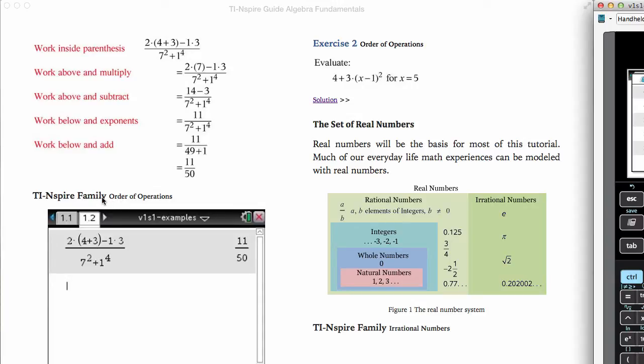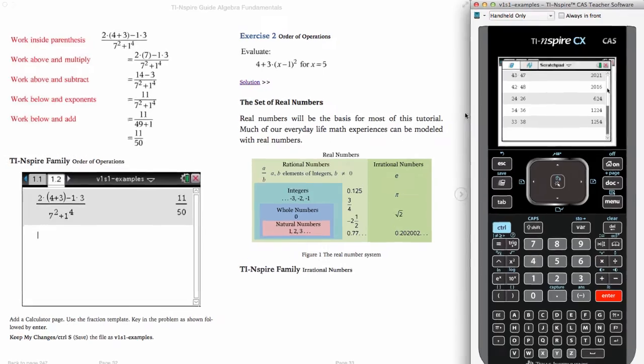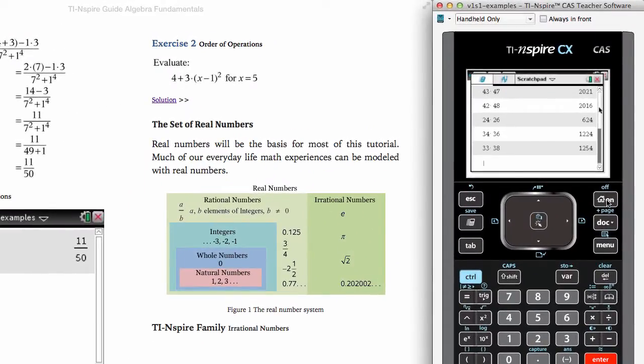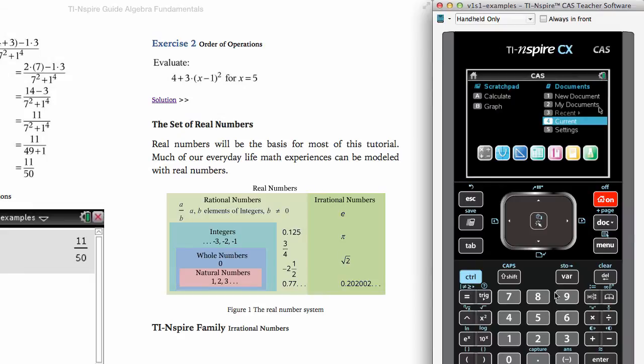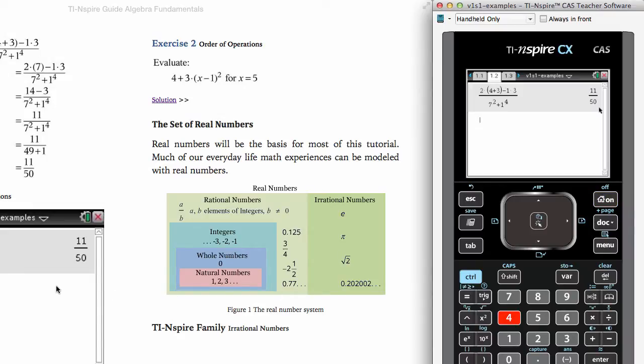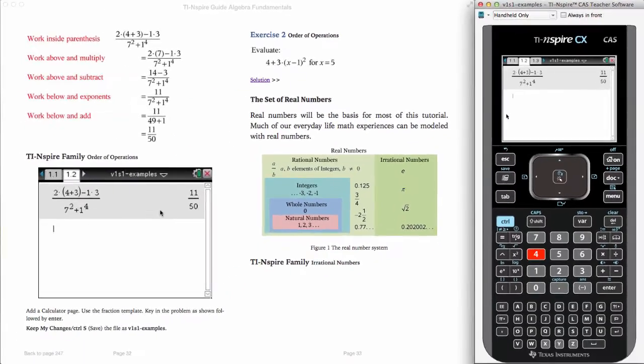If it works on the TI-Nspire numerical calculator and works on the TI-Nspire CAS computer algebra system calculator, we will label this as family. When we label family, this will mean that everything works, or parts of what we're showing work on both calculators. So if we go over here to our calculator, go to the home key, and go to current, we will see that inside the calculator is the same information that is displayed over here.